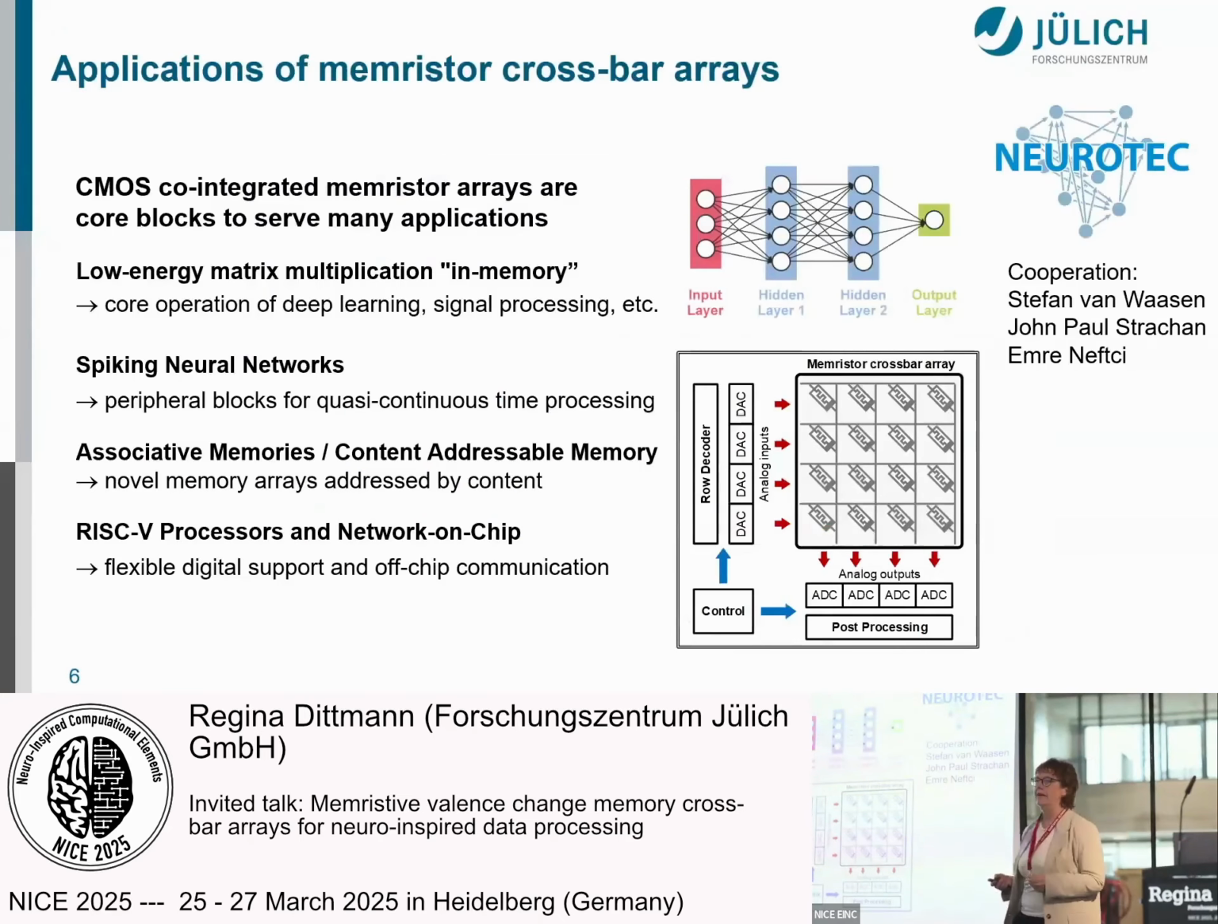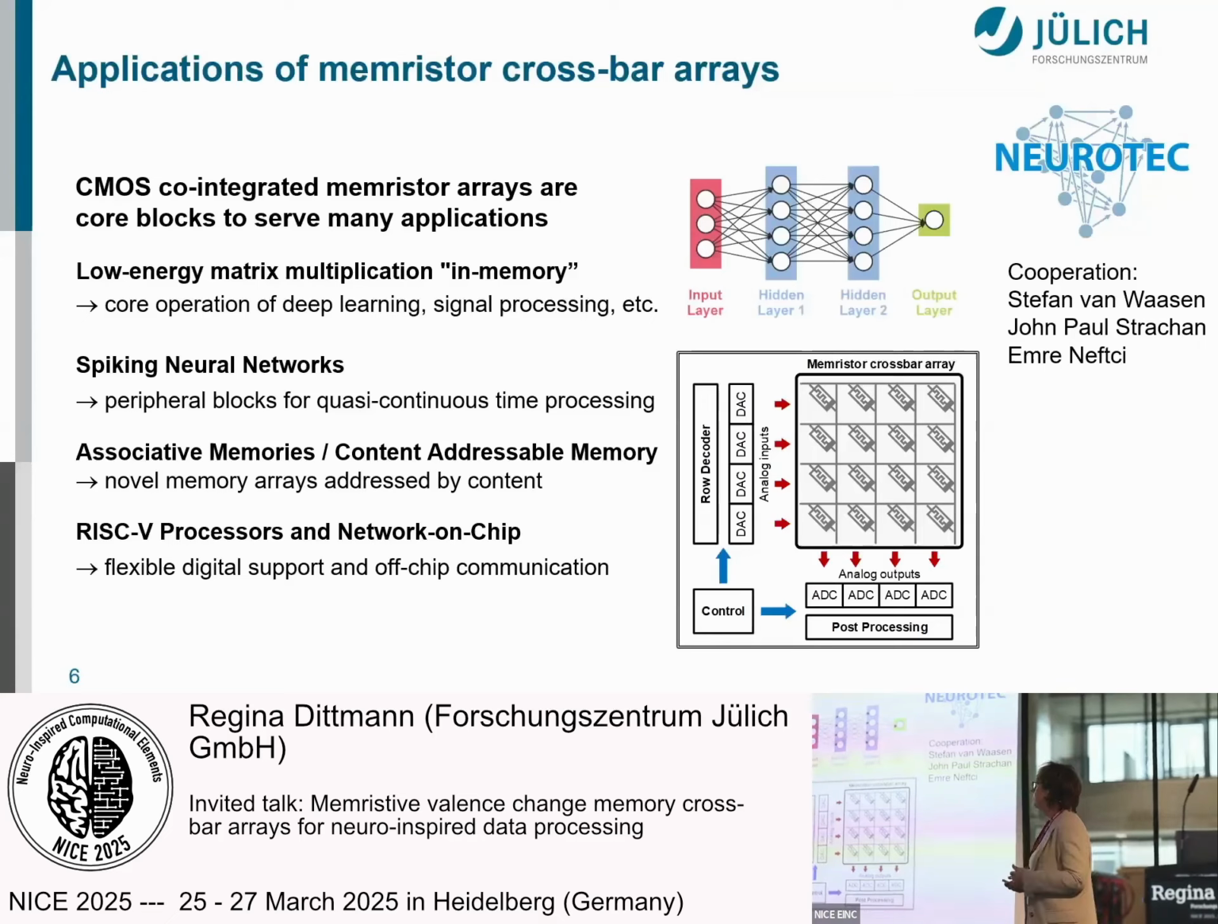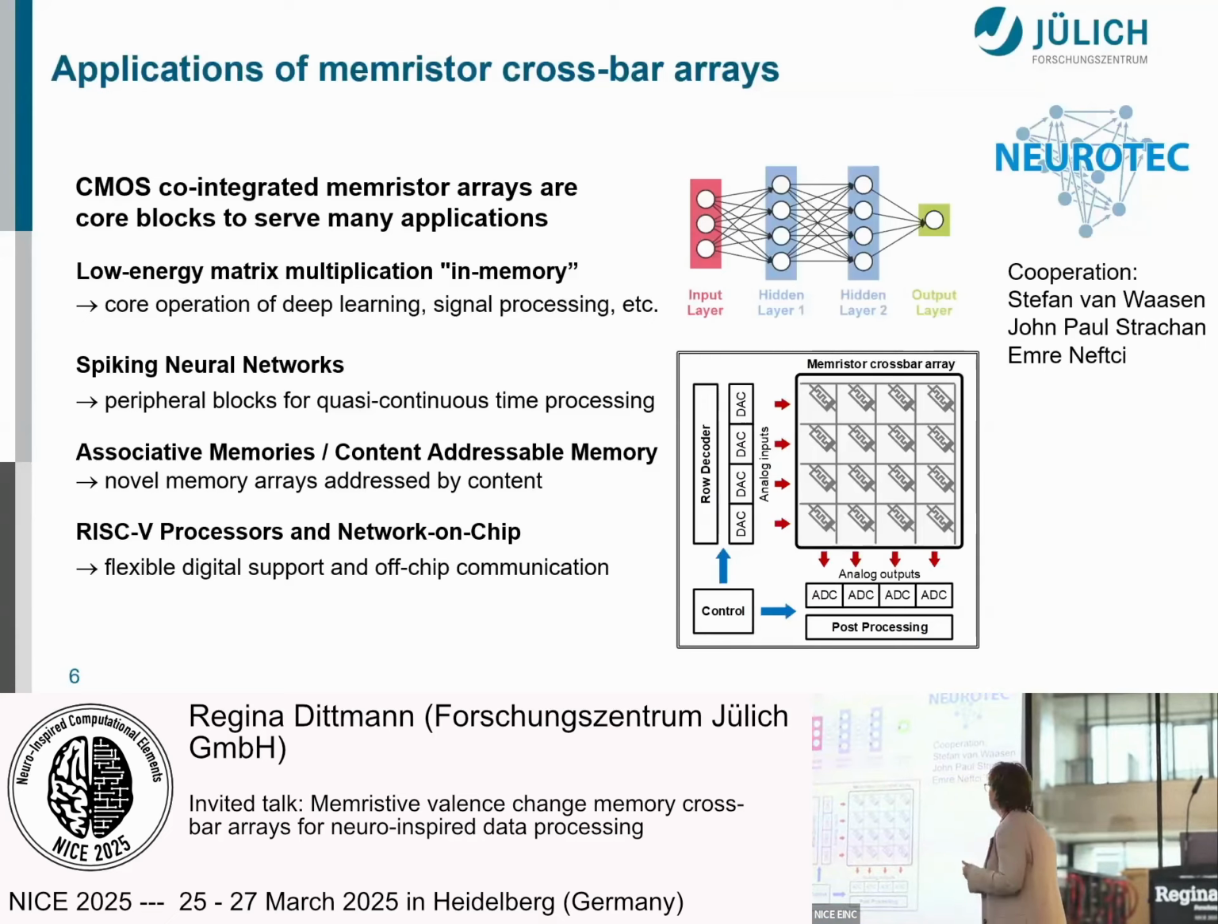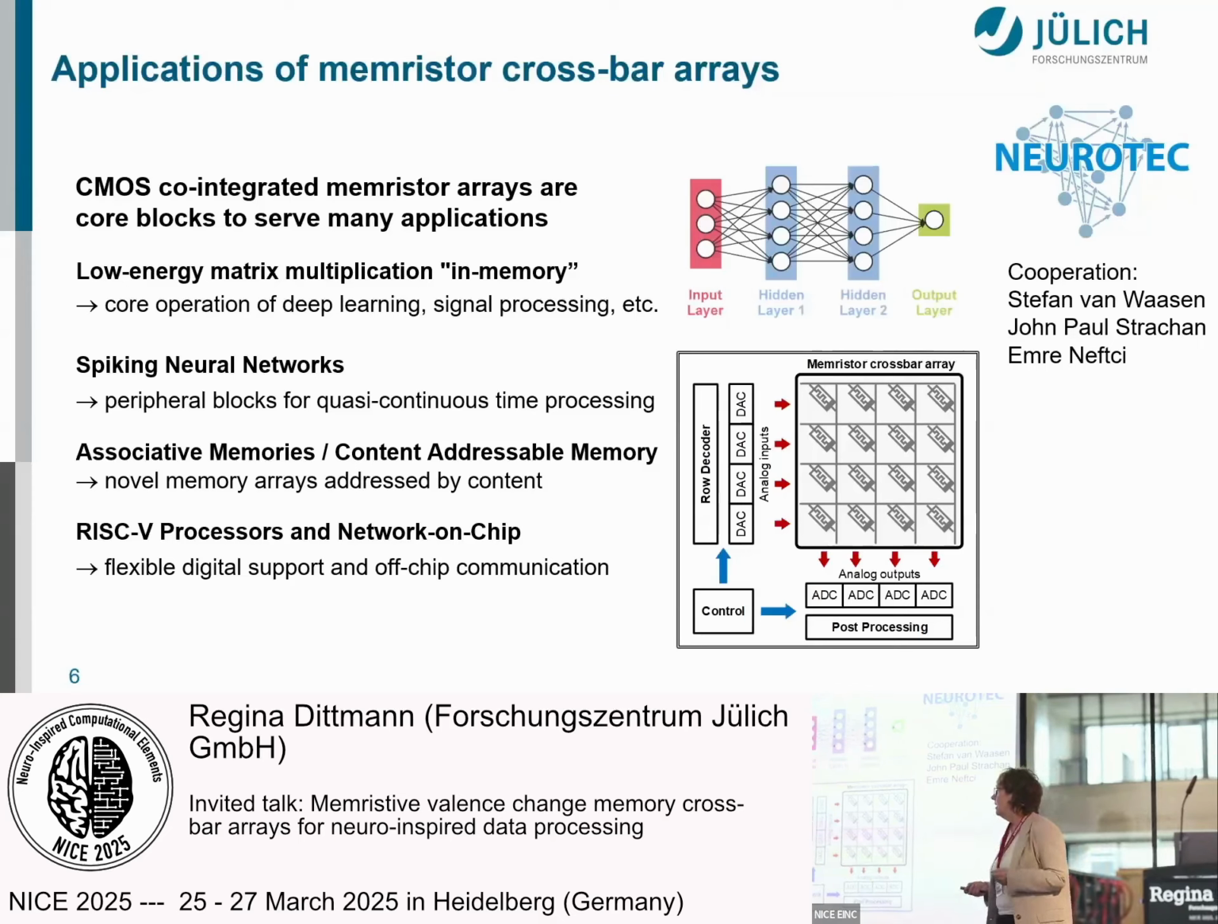The background you might know: there are a lot of possibilities for how to make use of memristive crossbar arrays for applications. There's the core operation mode, the matrix vector multiplication, which is a very common procedure, which usually consumes a lot of energy. We can do this in these crossbar arrays in a single step. But there are also other possibilities to use them for neural networks or for associative memories.